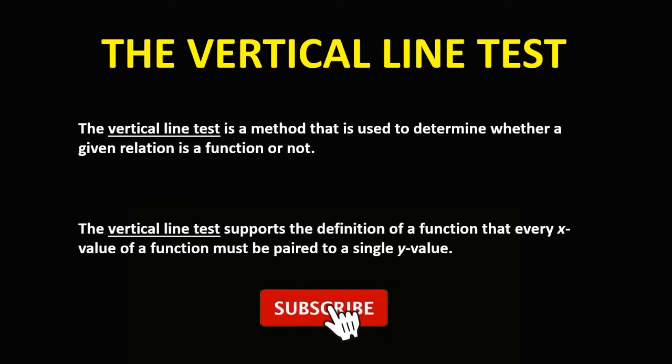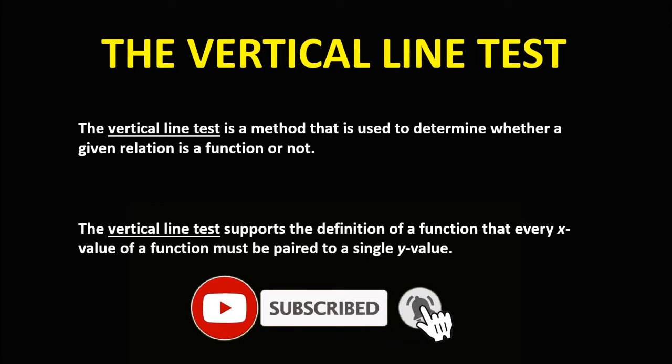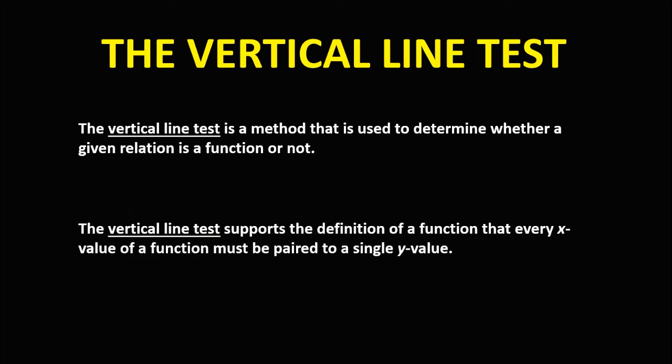Okay, so welcome to Math Storia, and let's have the vertical line test. The vertical line test is a method that is used to determine whether the given relation is a function or not. This supports the definition of a function that every x value of a function must be paired to a single y value.